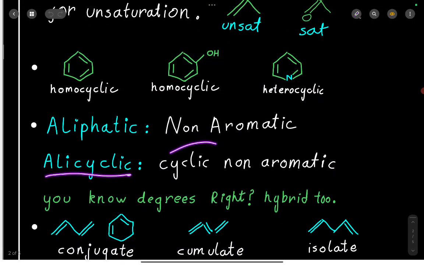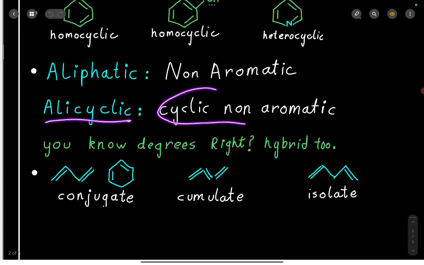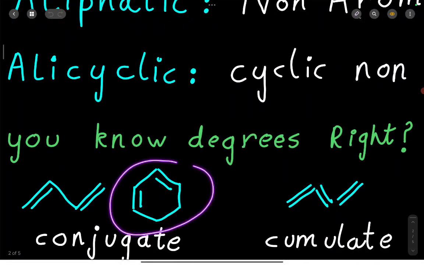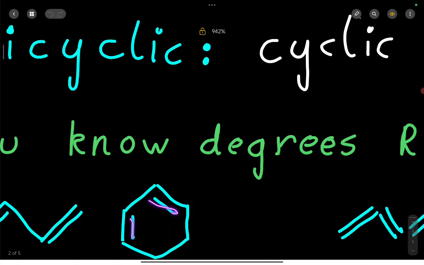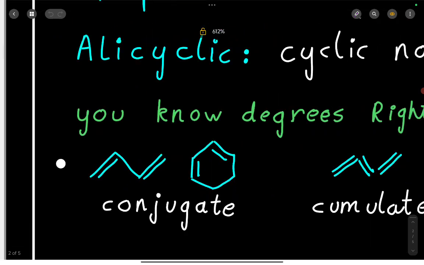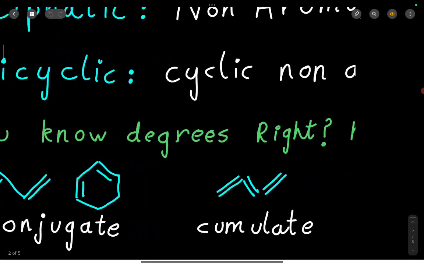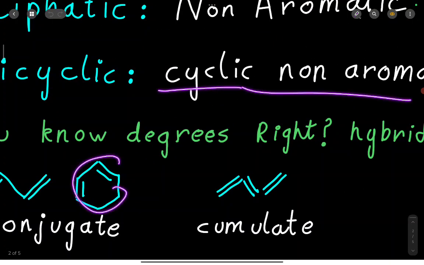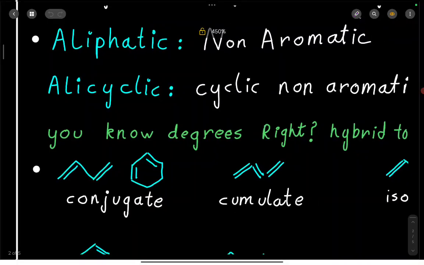Alicyclic compounds are cyclic compounds which are not aromatic. For example, this right here, there is alternating double and single bonds, but it does not cover the entire cyclic compound. So this is what we call a non-aromatic compound, and it is called alicyclic. They have a ring, but they are non-aromatic. So that's what we call alicyclic.